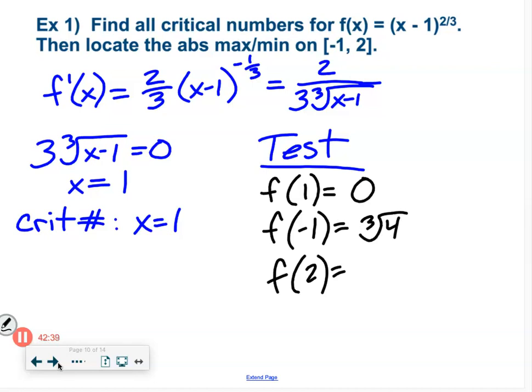f of 2 is 1 to the 2/3. What's 1 to the 2/3? 1. So you find your critical numbers, you test your critical numbers and your endpoints by plugging them into the original function, and then you write your answer. So our absolute max is what? What's the biggest number of these three? Cube root of 4, or 1.